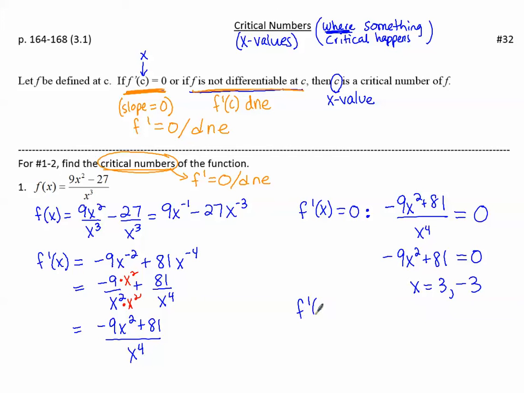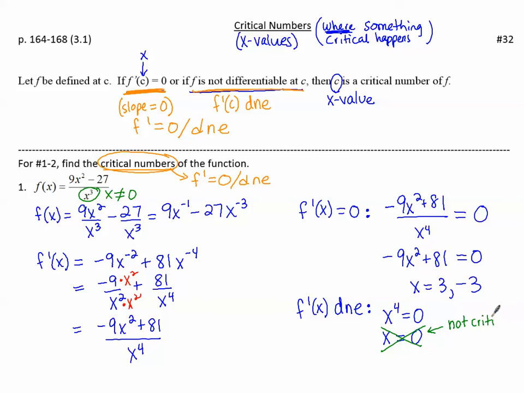Now let's find out where f prime of x does not exist. A quotient does not exist when its denominator equals 0. X to the 4th equals 0, which is when x equals 0. However, looking back at our original function, notice that x cubed in the denominator means that x can't equal 0. 0 is not in the domain of the function. So this is not a critical number because f of 0 doesn't exist to begin with.